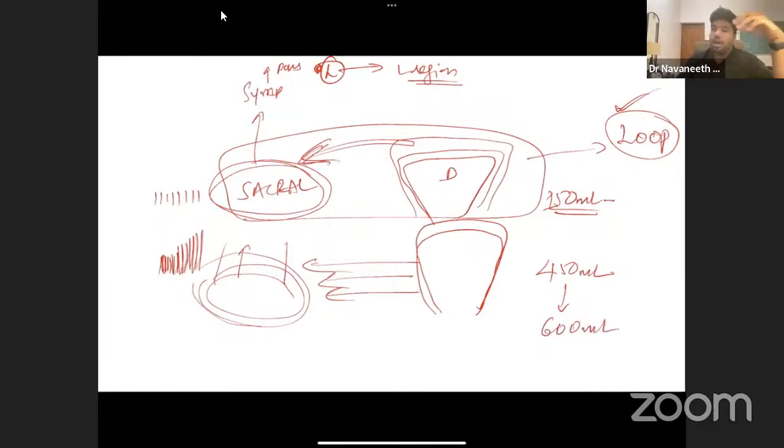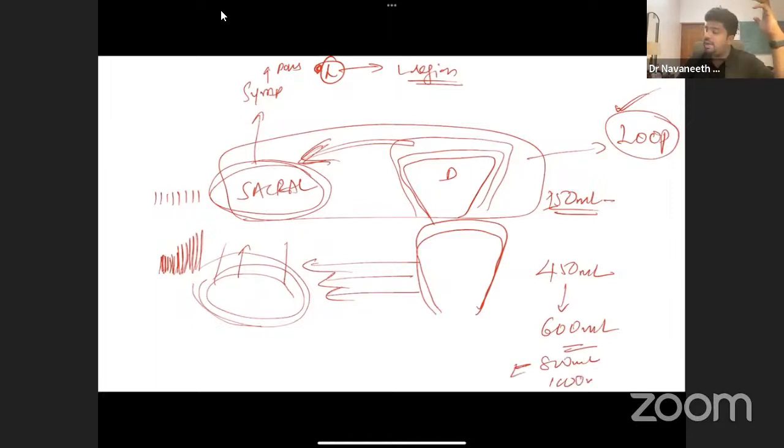At 600, urgency is very much predominantly present. The patient starts understanding that he needs to micturate. So the nerve impulses are extremely high in frequency. By 800, there is painful urgency. This is the physiological capacity of the bladder.